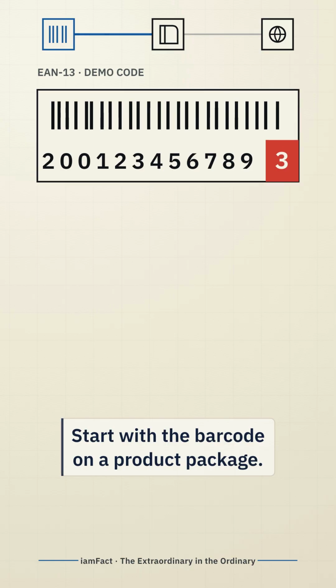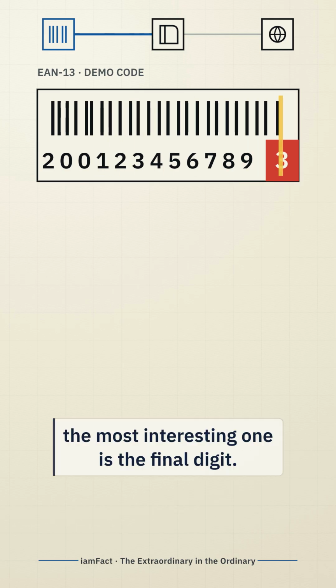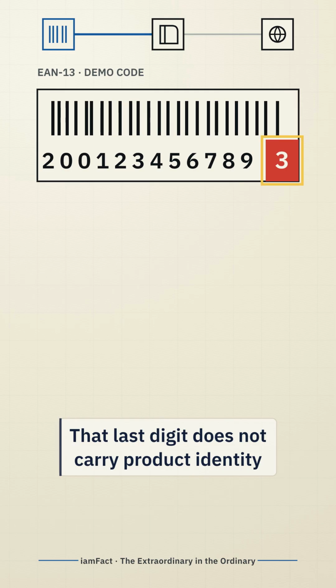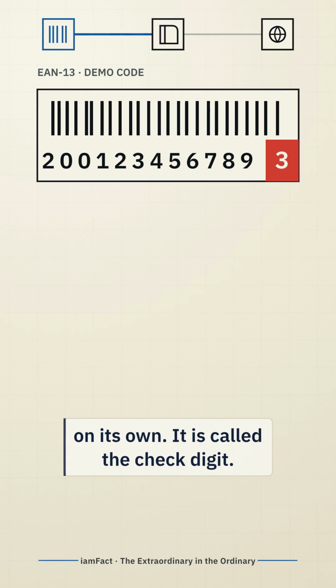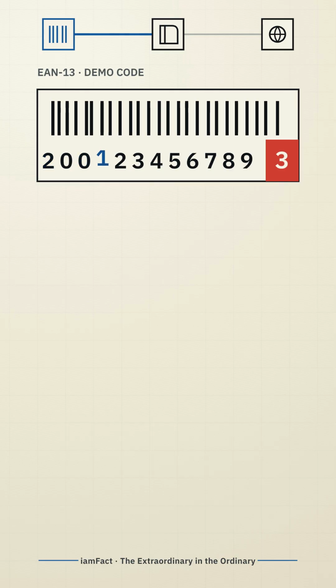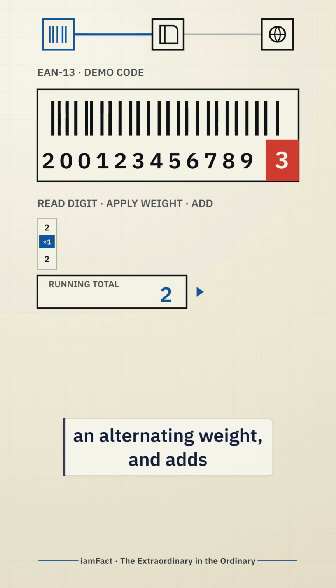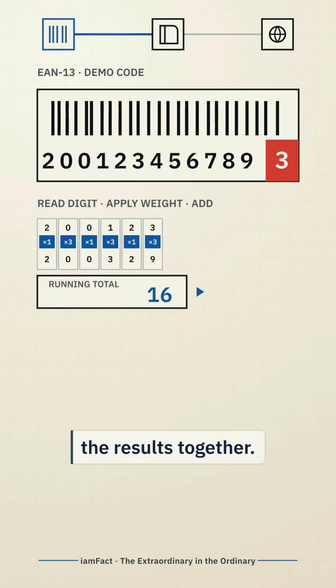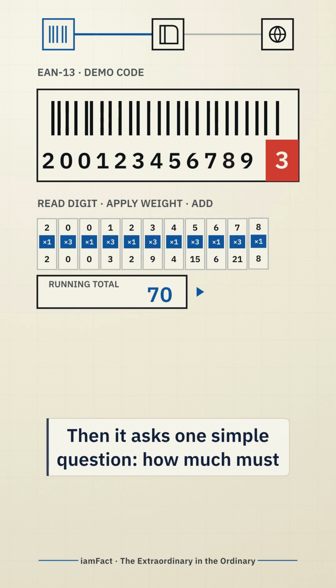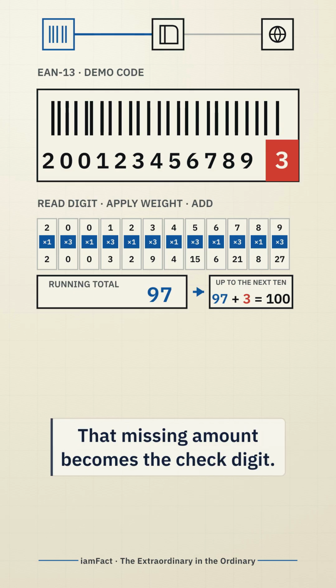Start with the barcode on a product package. There are many digits under those bars, but the most interesting one is the final digit. That last digit does not carry product identity on its own. It is called the check digit. The check digit is calculated from all the data digits before it. The method takes each digit, multiplies it by an alternating weight, and adds the results together. Then it asks one simple question. How much must be added to reach the next multiple of 10? That missing amount becomes the check digit.